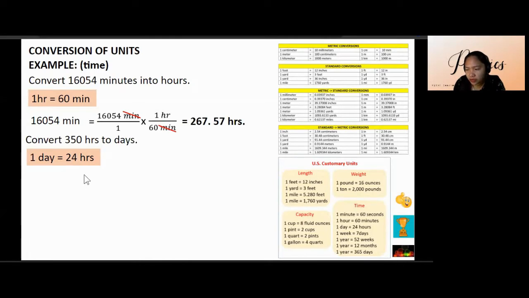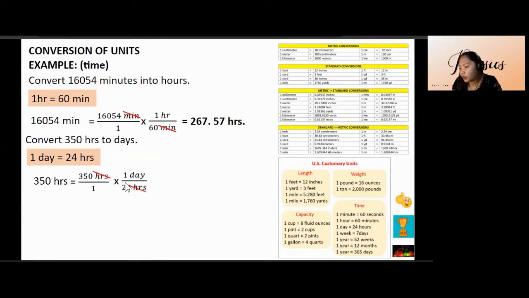We can do that. So first we write the number that we wanted to convert. That's 350 hours. And we multiply it. In fraction form, we multiply it by the conversion factor, 1 day over 24 hours. Hours is at the bottom so that we can cancel the unit hours.